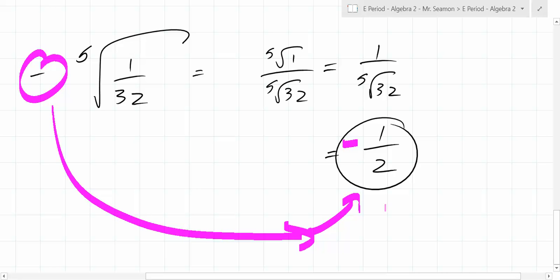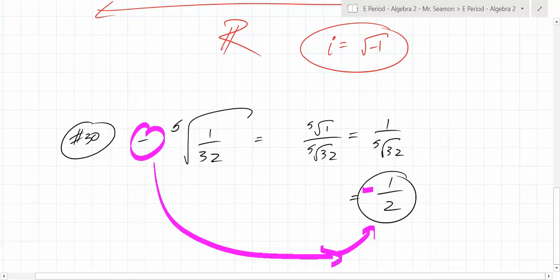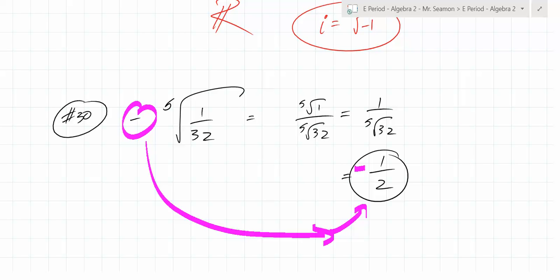Negative. So it's going to be negative 1/2. It's the opposite of the 5th root of 1 over 32. 2 to the 5th is 32. Correct. Yes, Liv. We counted wrong.